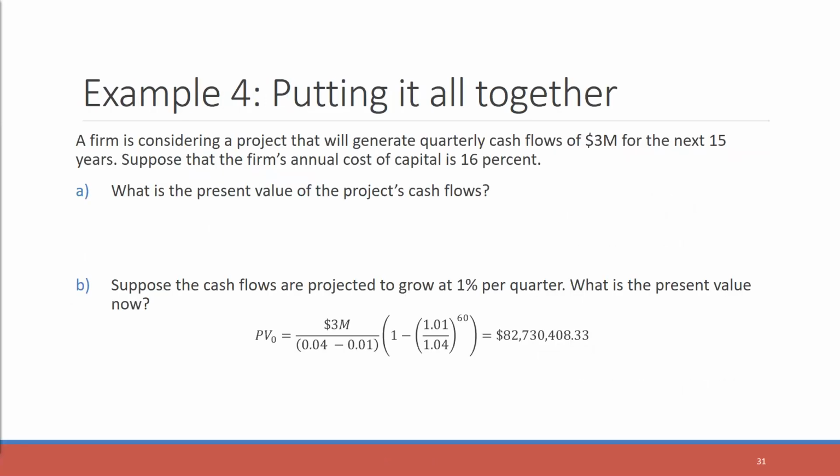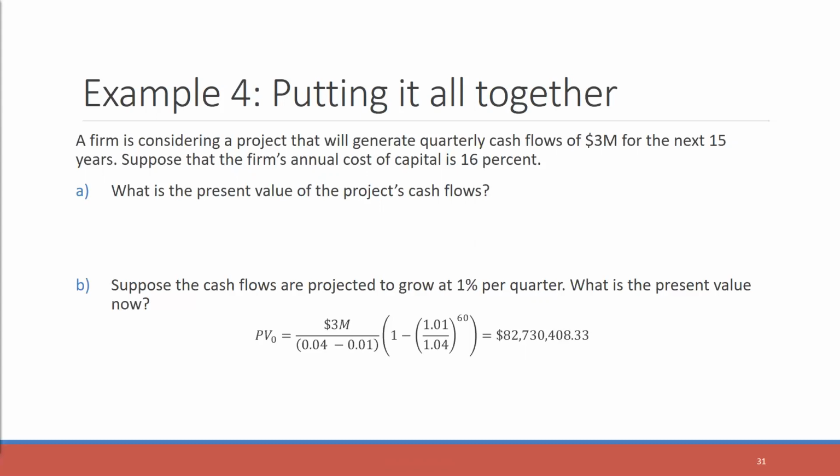So when we put it all together, a firm is considering a project that will generate quarterly cash flows of $3 million for the next 15 years. Suppose that the firm's annual cost of capital is 16%. What is the present value of the project's cash flows? Two things we want to be mindful of. First, this is definitely an annuity. It's an annuity that's going to last for 15 years.